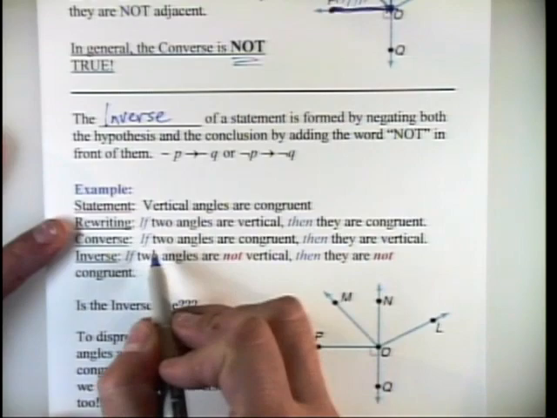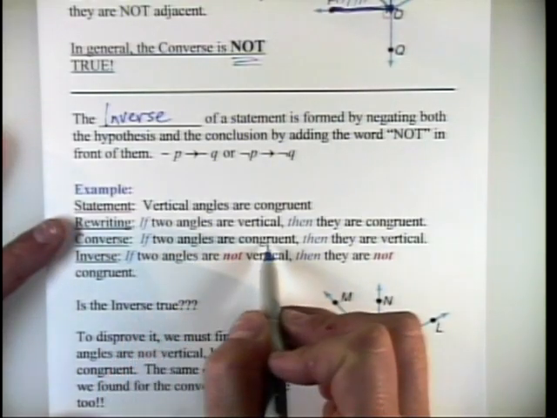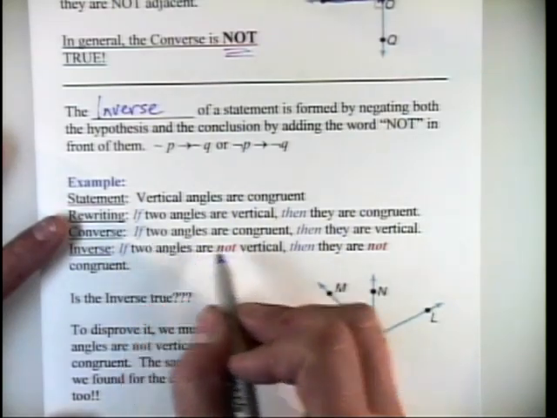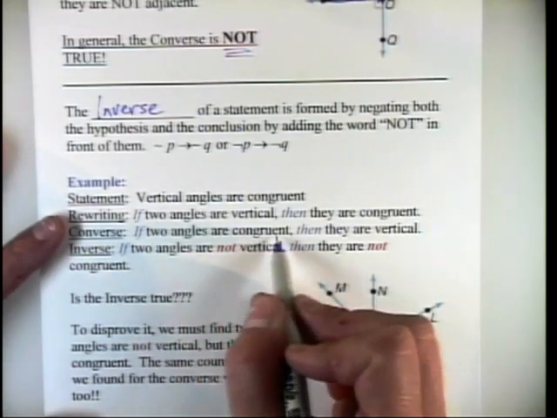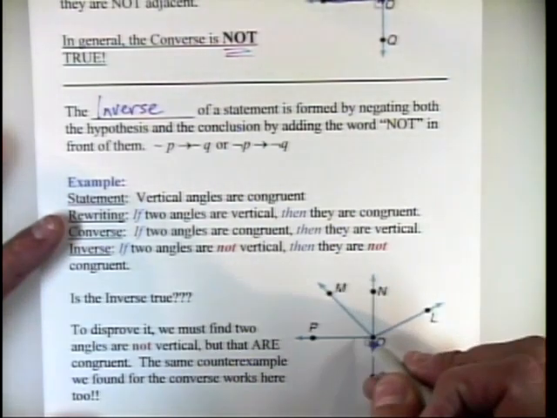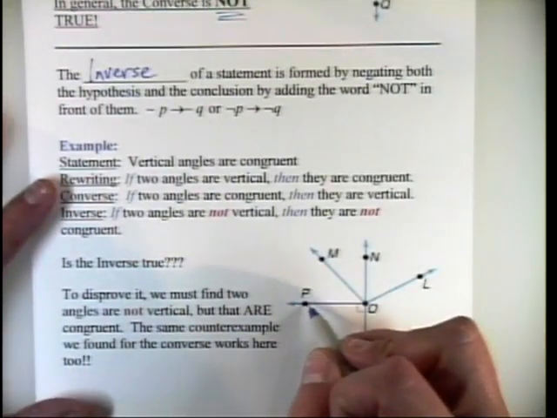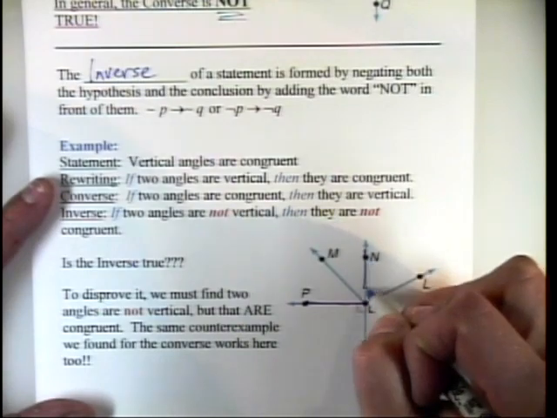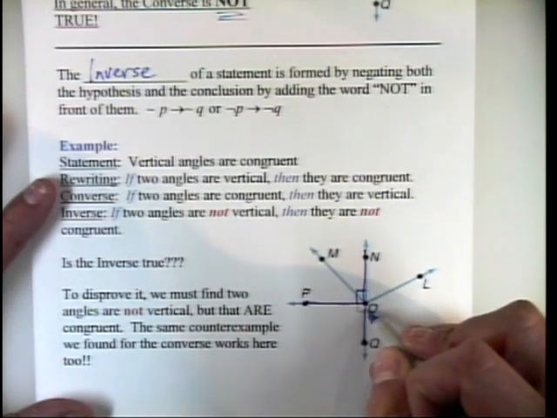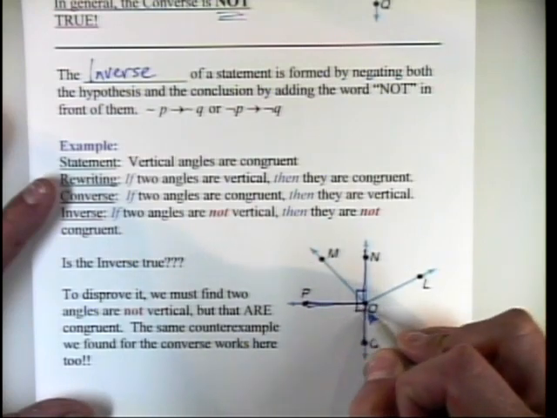The converse would say, if two angles are congruent, then they're vertical. So disproving the converse would require us to find two angles that have the same measure but are not vertical. Well, we can look at this diagram down here and we can find two such angles. Angles PON right here form 90 degrees. And angles QOP also form 90 degrees.